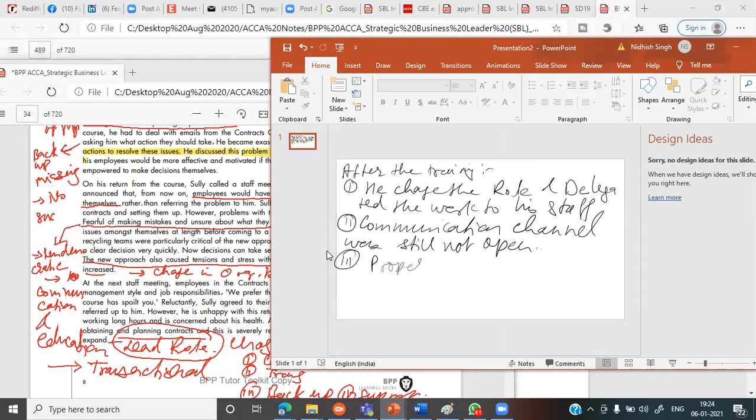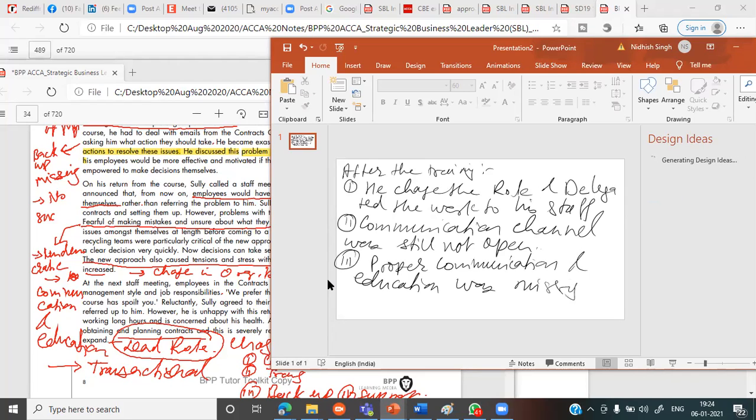Proper communication about the roles and responsibility, right? He might be thinking that people can come to him, that people will come to my office and my cabin and discuss the problems, but how will people know if you don't tell them? Proper communication and education was missing on R&R, roles and responsibility.